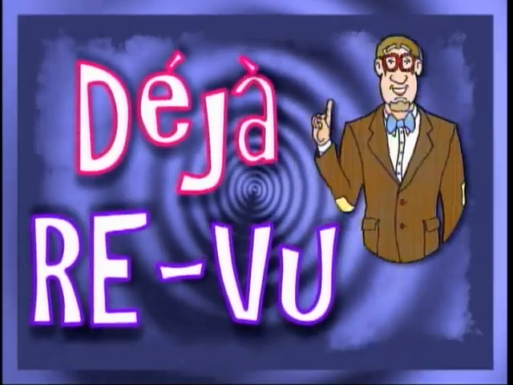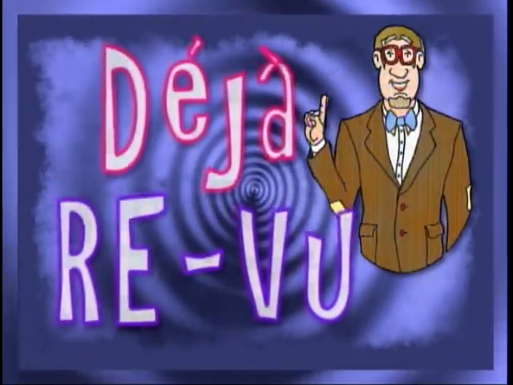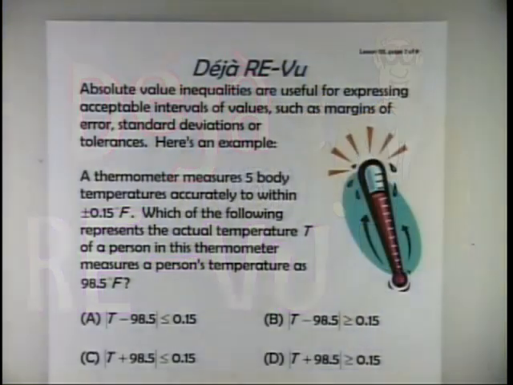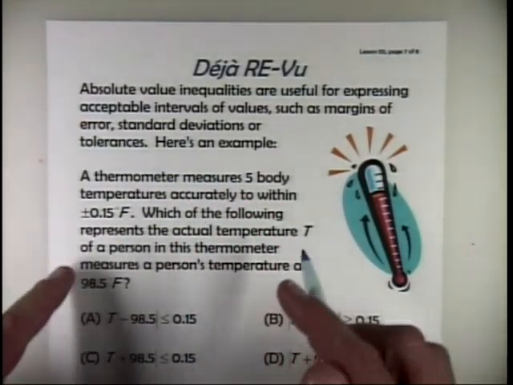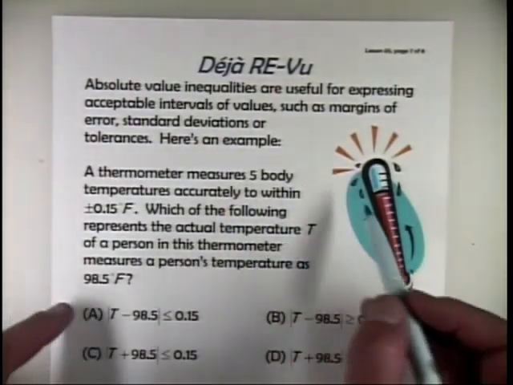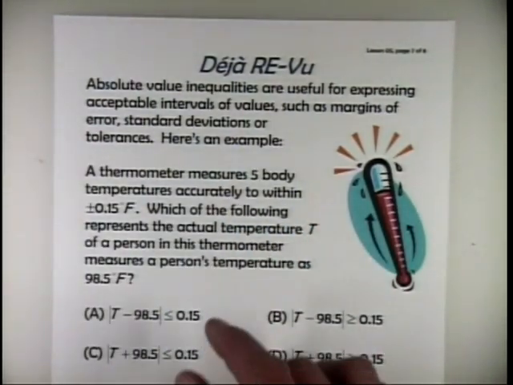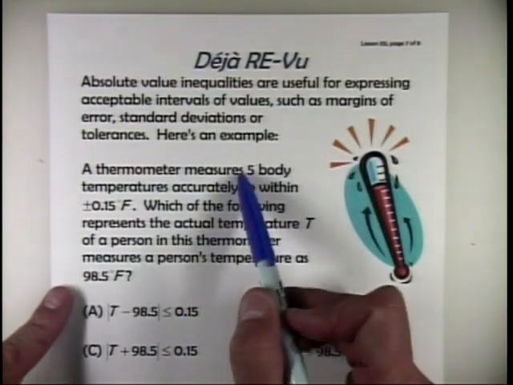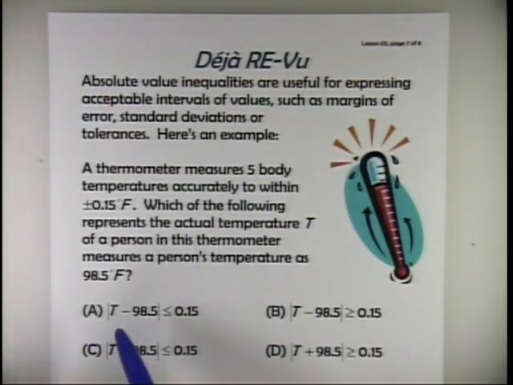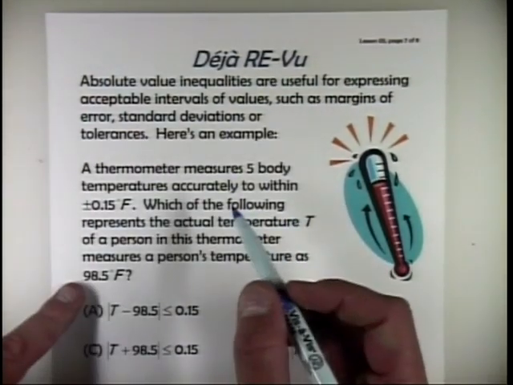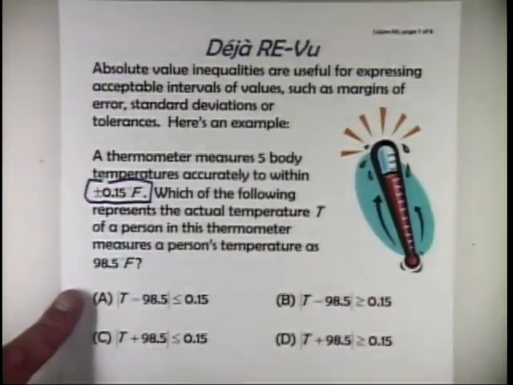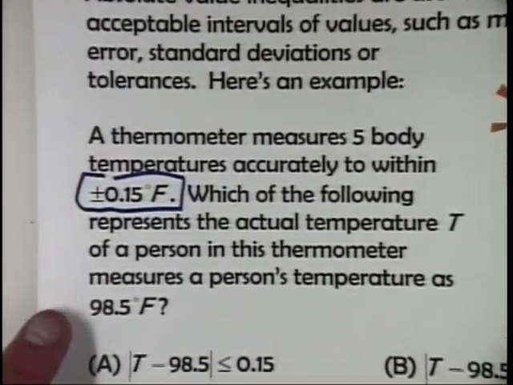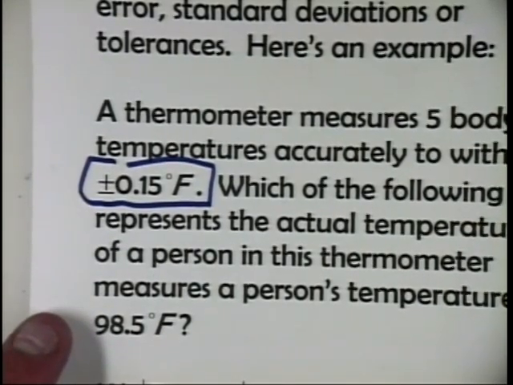All right, now it's time for Deja Review. Here's a nice application of absolute value inequalities. It's useful for expressing acceptable intervals of value such as margins of error, standard deviations, or tolerances. A thermometer is useful for measuring your temperature, as you already know. Let's say we measure 5 different readings from somebody, and we realize that the thermometer is actually accurate to within plus or minus. That plus or minus is important. 15 hundredths, or 0.15 degree Fahrenheit.